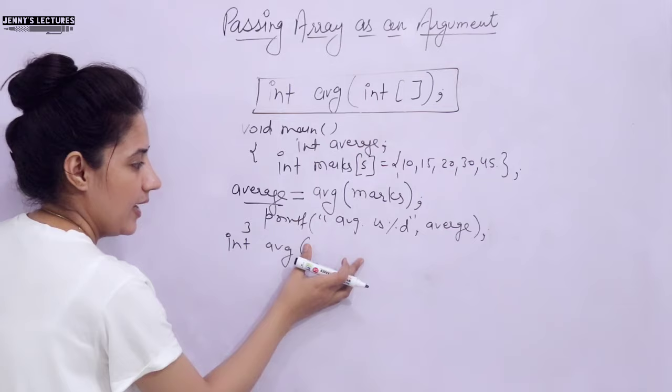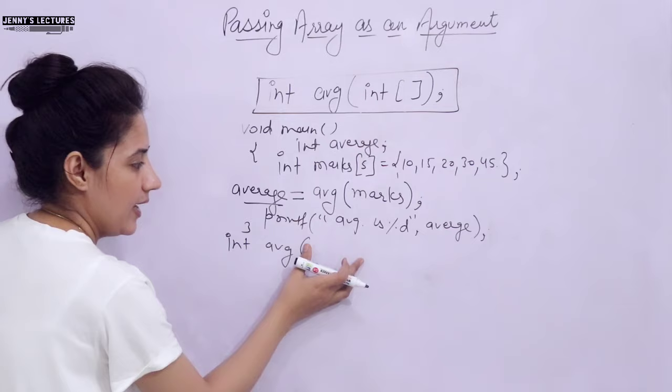And semicolon here. Now, how to do sum? A for loop, for i is equal to 0, i less than size of the array. The size of the array is in a, so i less than a, right? And i plus plus. And here what you will do? sum is equal to sum plus name of the array, marks only here, marks[i]. I hope you know the formula to calculate the sum of the array. That's it.